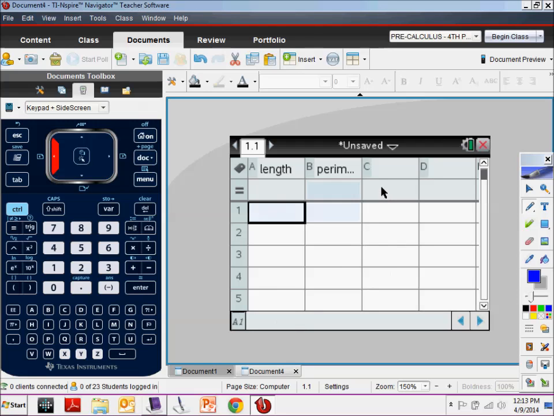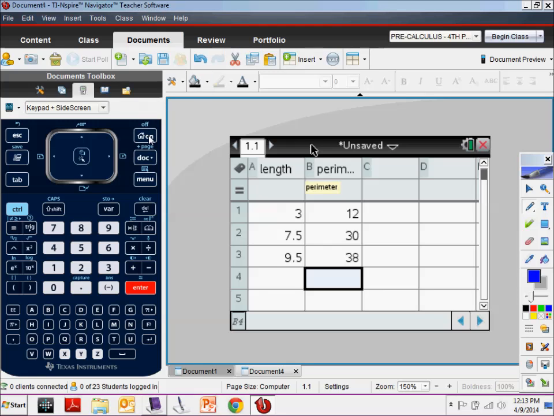All right, so my lengths were, what lengths did we use? 3, 7.5. And then the perimeters we got were 12, 30, and 38. I wrote in the wrong one. Okay. All right, so what this does is it now created a table for me.